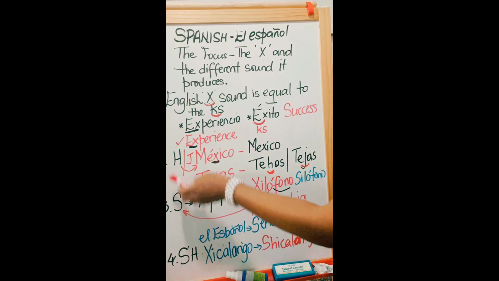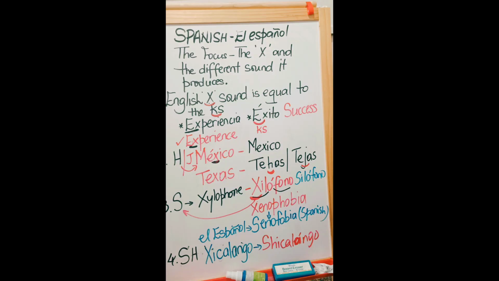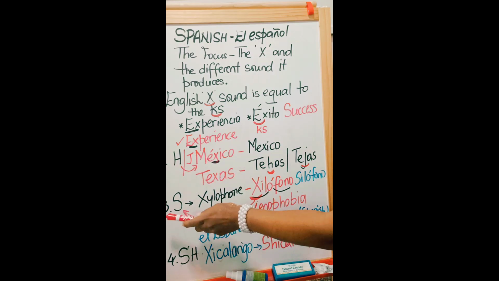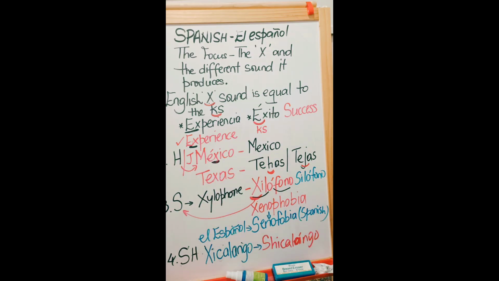The third sound that we're looking at now is the S sound. If we look at the English word xylophone, in Español it is pronounced with an S. Xilófono. We spell it with an X, but in pronunciation, in Spanish, it's pronounced with an S. Xenophobia is also pronounced with an S. So you substitute the X in xenophobia with the S.